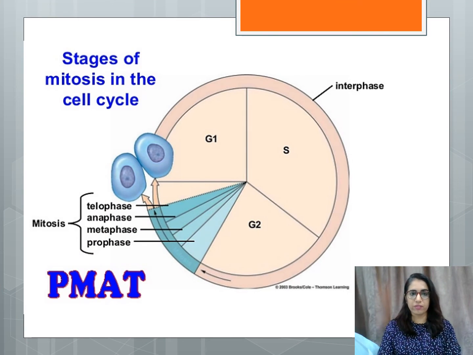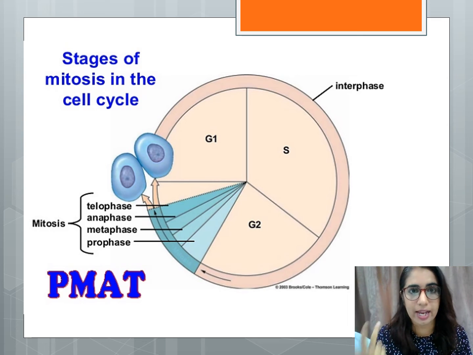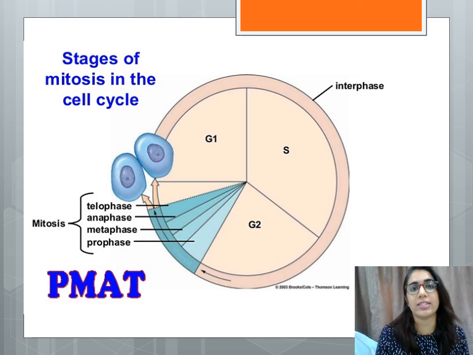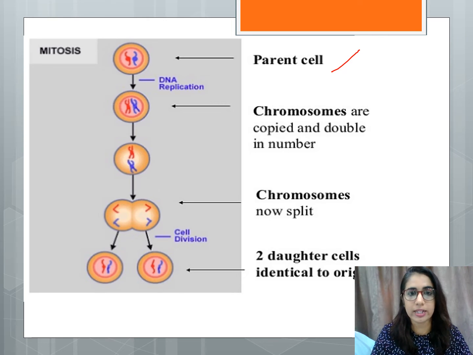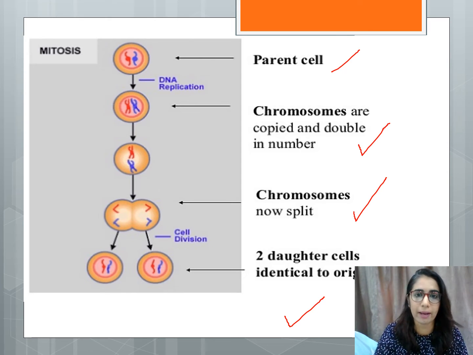The stages in mitosis in the cell cycle are prophase, metaphase, anaphase, and telophase, correct? So PMAT, how do you remember this? We can remember it as Professor Mutt. Professor, prophase; Mutt, M is metaphase, A anaphase, T telophase. Now, in mitosis, the parent cell will undergo DNA replication. The chromosomes are copied and then double in number. Then the chromosomes will split and divide. And the daughter cells are identical to the parent cell, with the same number of chromosomes as the parent.